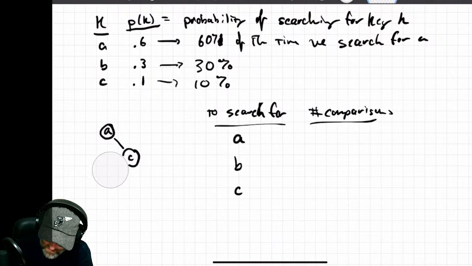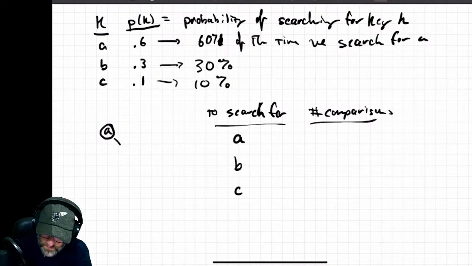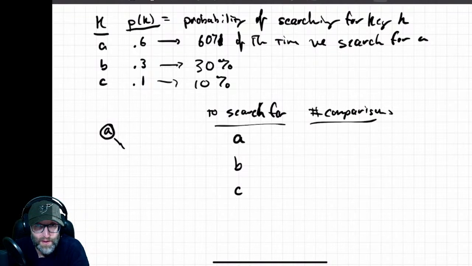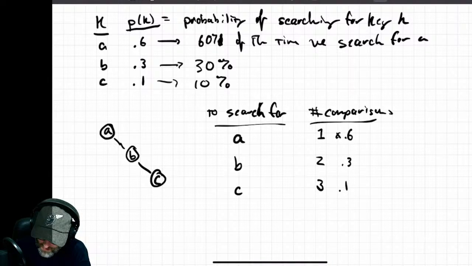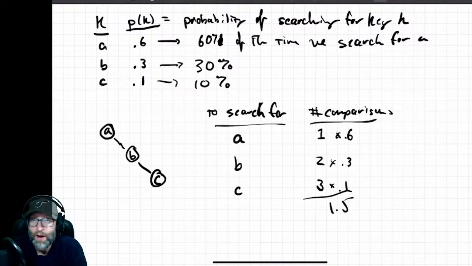Well, I still want A as my root, because intuitively I'm just being greedy here. We'll put the most common things first, and a super skewed tree all the way to the right. Now the number of comparisons is 1, 2, and 3. And when I multiply that by 0.6, 0.3, and 0.1, I do get a better average number of key comparisons, 1.5.